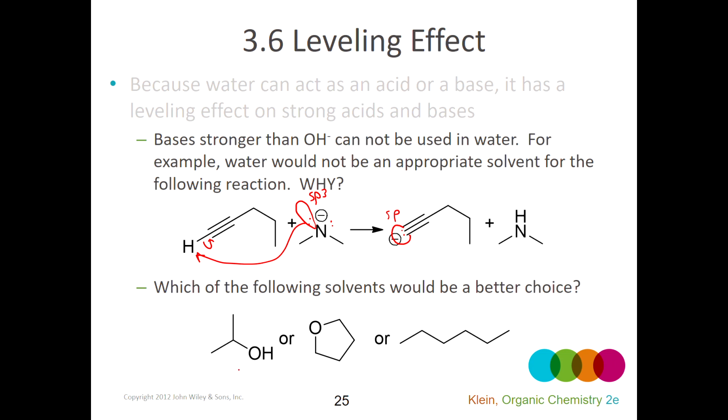How do I know that? I know that because the pKa of the conjugate acid of that substance is going to be about 38, roughly, and the pKa of this compound, very similar to acetylene on table 3.1, is going to be about 25. So I know the equilibrium is going to shift toward the side I want it to shift, because that's the side with the higher pKa.